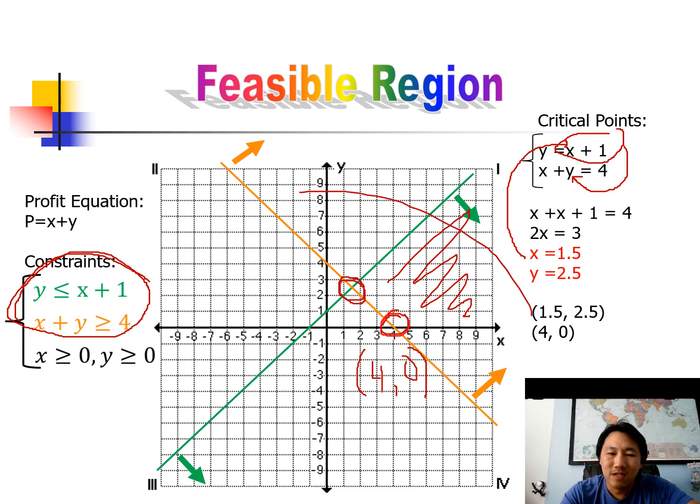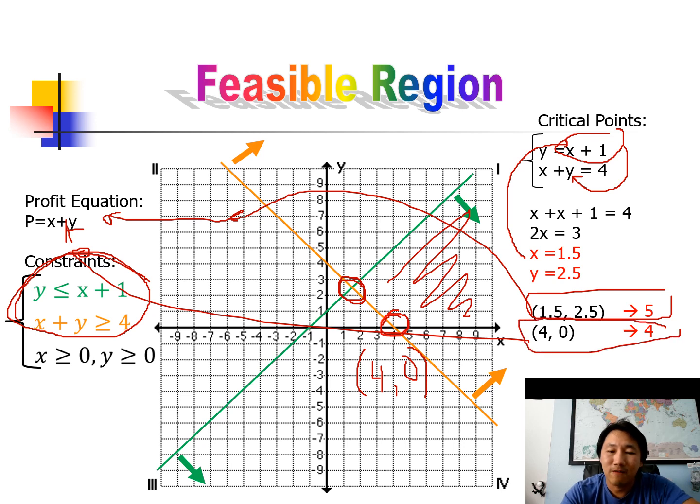Plug those in to the profit equation. The 1.5, 2.5 gives you a profit of 5, and then the 4, 0 gives you a profit of 4. So we have a maximum value and a minimum value. All right, so that's the last one.